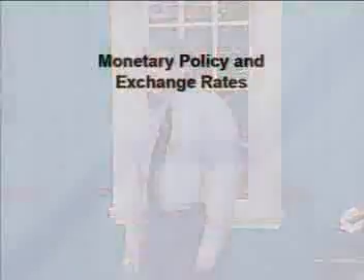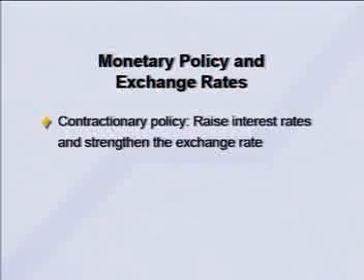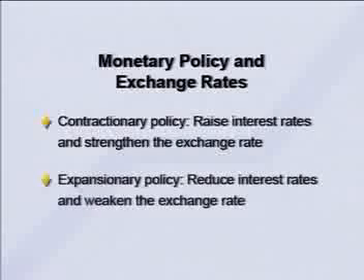A government might seek to control exchange rates, and one way of doing it is to try and use monetary policy. If you use contractionary monetary policy, then a country can raise its interest rate. If you raise your interest rate, that will strengthen your exchange rate because people will want to invest in your currency for the higher rate of return. Conversely, an expansionary monetary policy can reduce your interest rates, and that will make your currency less attractive to foreign investors and weaken your exchange rate.